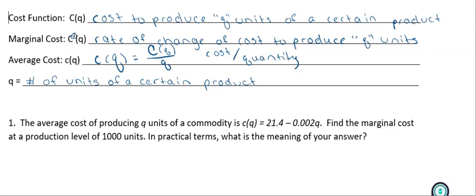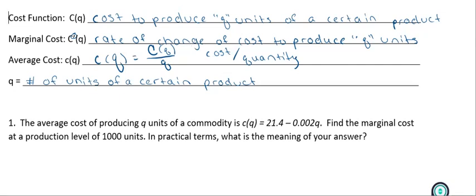So here is our brief overview of our terms. When average cost is at a minimum, the marginal cost and the average cost are going to be equal. So just a note there: when your average cost is at a minimum, then the marginal cost, the rate of change, and the average cost are going to be equal.